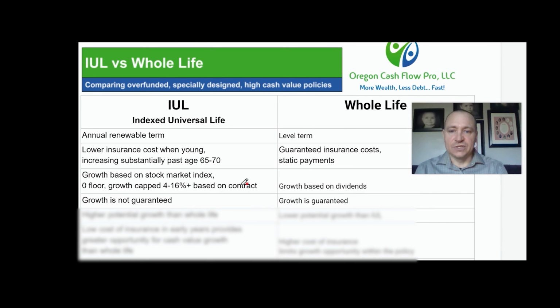So this brings us into this next column, which is in the index universal life, growth is not guaranteed. This is why we have a 0% floor.